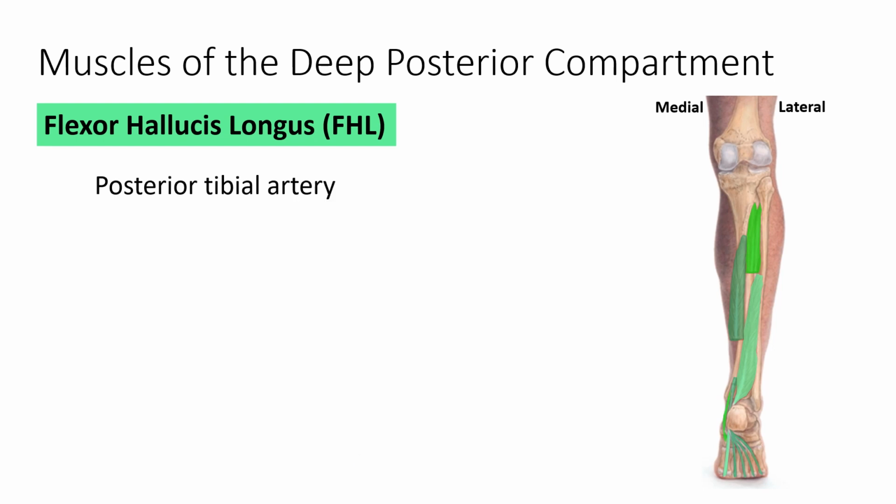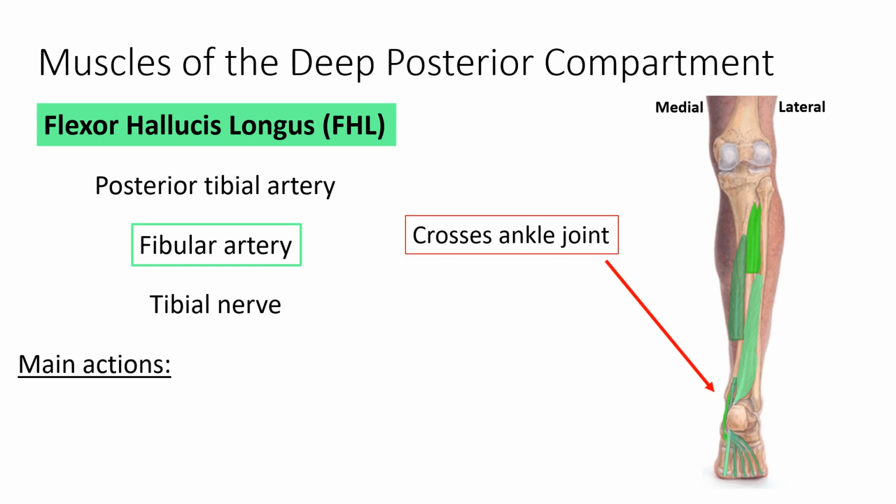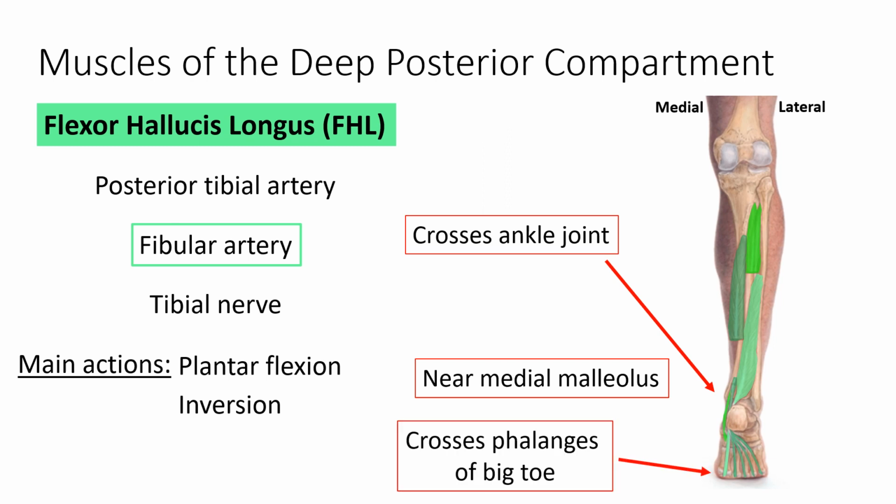This muscle is supplied by the posterior tibial artery, and it also gets some contributions from the fibular artery as well. It is innervated by the tibial nerve, and for main actions, we'll see that it crosses that ankle joint, so it will do plantar flexion. It crosses it near that medial malleolus, so it does inversion. And it crosses the phalanges of the big toe, so we know that it will flex that big toe.